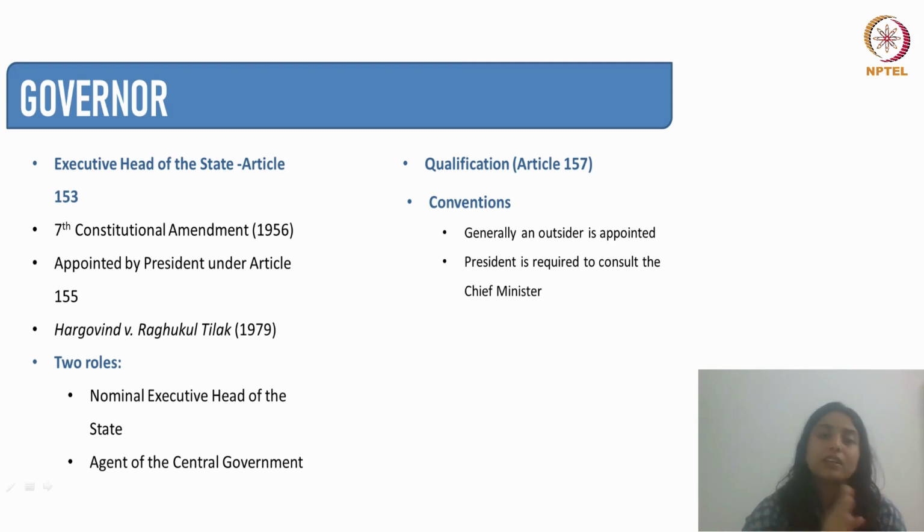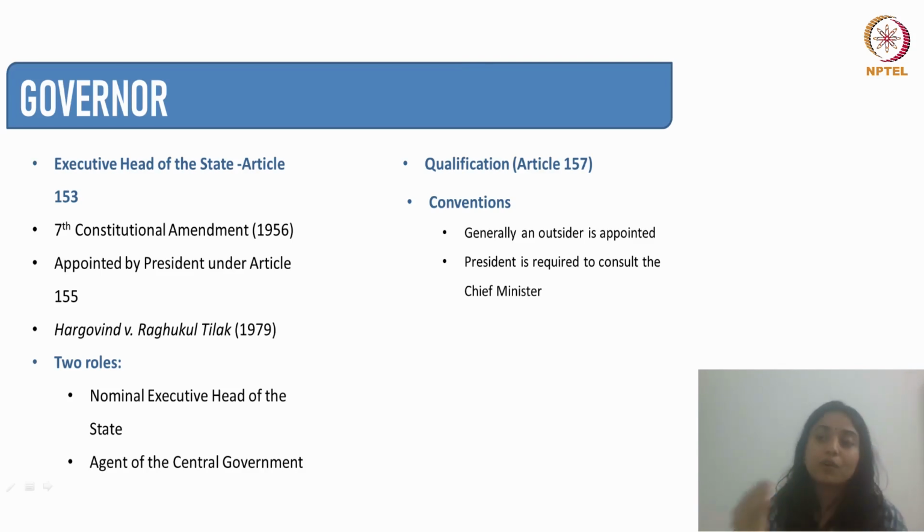What makes the governor's post special is that he is not elected directly or indirectly. Rather, he is appointed by the president under Article 155. This might lead to an assumption that he is appointed by the president, which means that he is employed by the central government. That would be a wrong assumption.